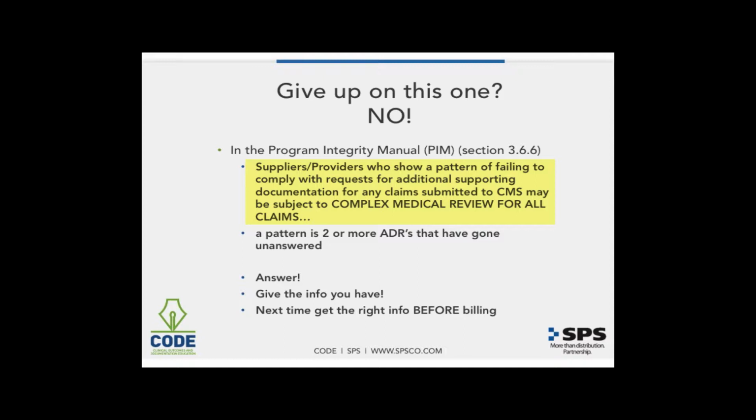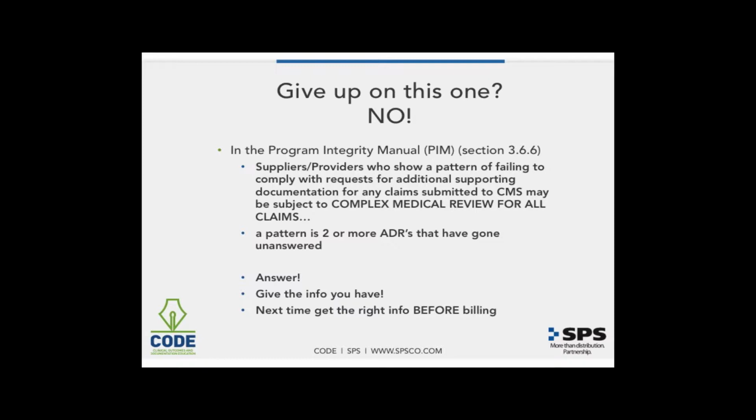So you have just been penalized for not actually giving them the information that they were looking for, giving them the information that you have. That's a problem, right? You could be set up to have every single claim you send in sent to complex review. That would be bad. So hopefully you're saying to yourself at this point, what's a pattern, right?